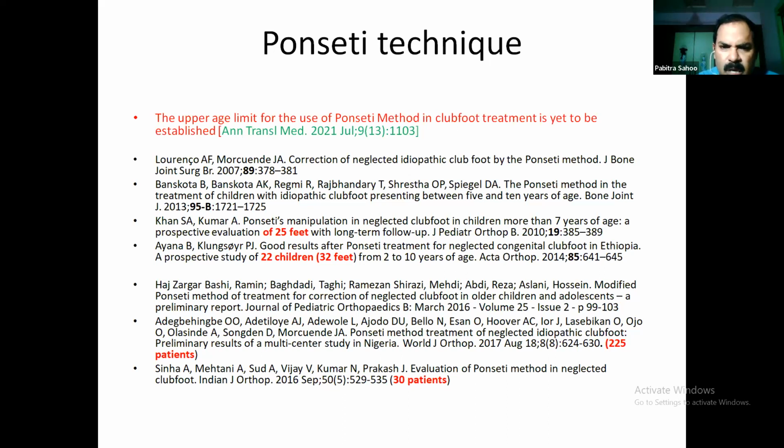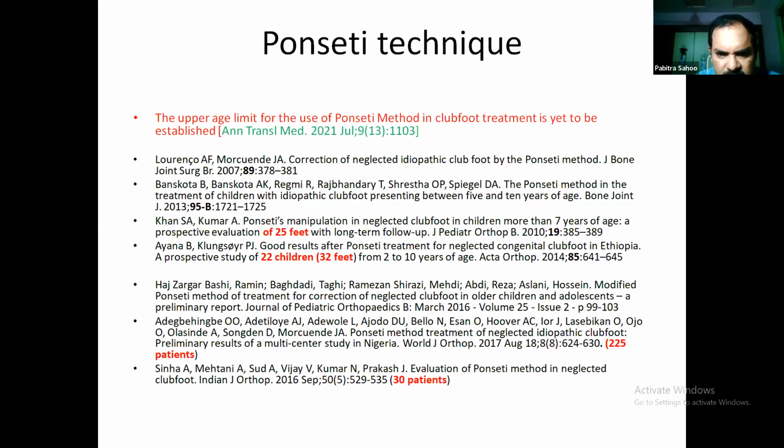There are a couple of studies, although the sample sizes are very small. Like this study, they took only 25 feet in children of more than 7 years of age. They used Ponseti's method of plastocasting. This is another study from Ethiopia. They used only 32 feet in 22 children. And there are multi-center studies. Here is one more multi-center study where they took 225 patients. They treated neglected clubfoot by Ponseti's method.